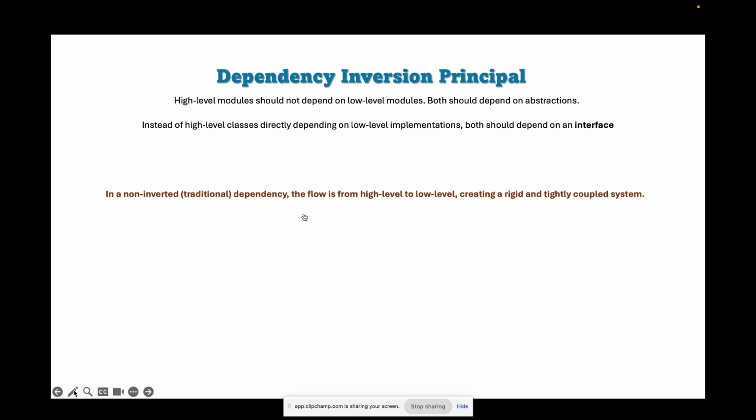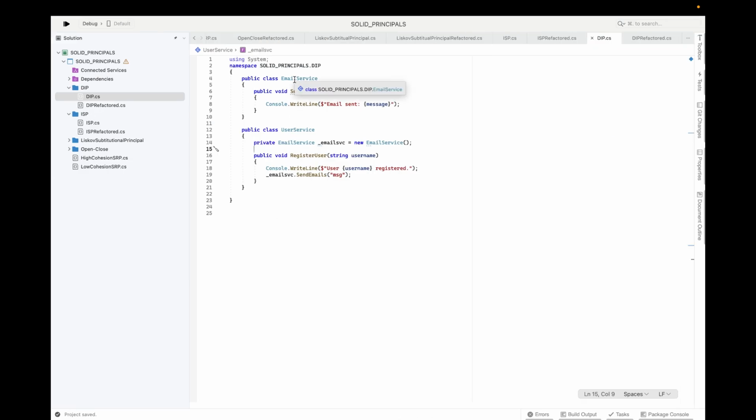So let me open Visual Studio. Here you can see I have two different classes. One is the email service class, which is my low level module, and the other is the user service class, which is my high level module. I am creating the instance of email service in my user class. If any new method is introduced here to send information, like SMS, then I will end up modifying my user service class. This is how I am violating the dependency inversion principle.